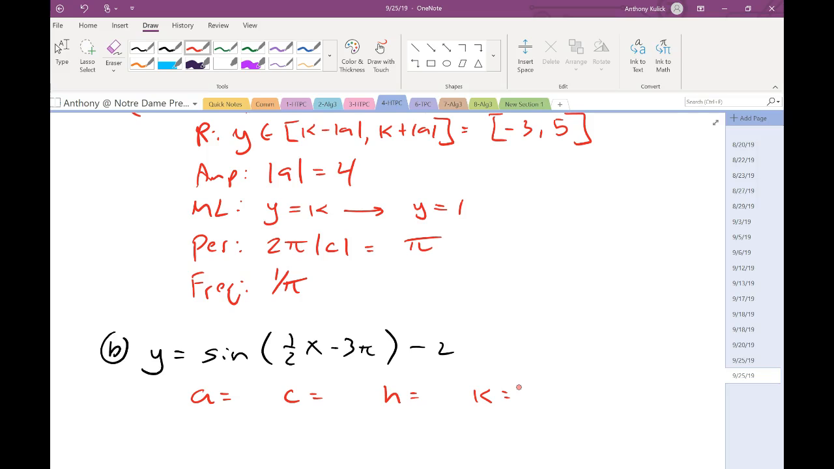What's my value for A here? Oh, there's a bad sign. Or you guys just... 1. There you go. How about for C? 2. Good. For H? Ooh, I tricked you. Ooh, still tricking you.